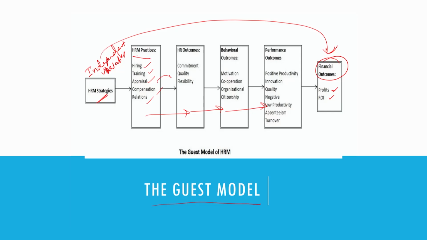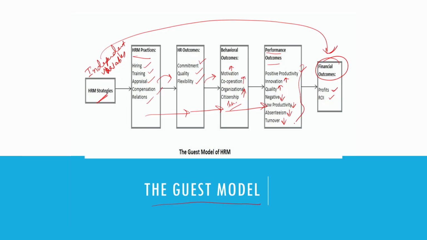These practices give some outcome in terms of human commitment, quality and flexibility towards work. These outcomes in turn give some behavioral outcomes of individuals. And what are the behavioral outcomes? They are either highly motivated, they have high cooperation, they have high organizational citizenship behavior, which I explained to you. So with high motivation, high cooperation and high OCB, what is expected to achieve? The expected performance outcome is positive productivity, high innovation, good quality, lower negativity, lower absenteeism and lower turnover.